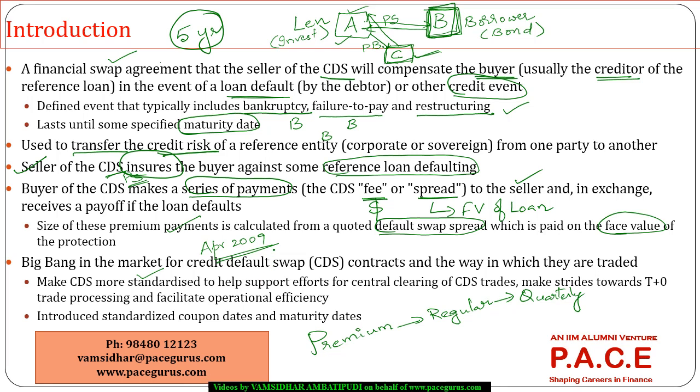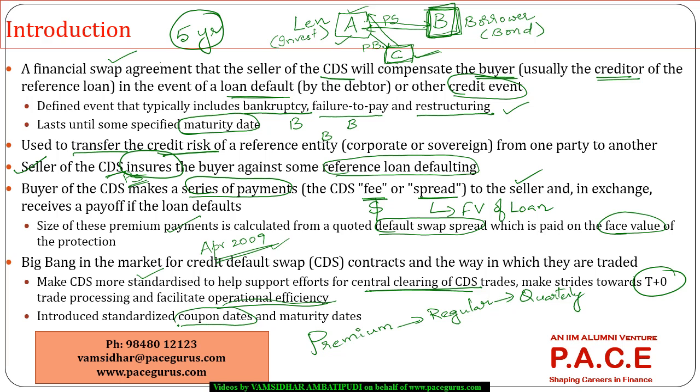But after this time period, the CDS has become more and more standardized, and because of which, just like your futures, CDS has become more in line with the futures. There is a kind of central clearance that is happening on the CDS trades. So the T plus 0 trade processing is happening on the day of transaction itself. The processing is occurring, resulting in overall increased operational efficiency. So that's one major reason the CDS contracts have been very much standardized after 2009.